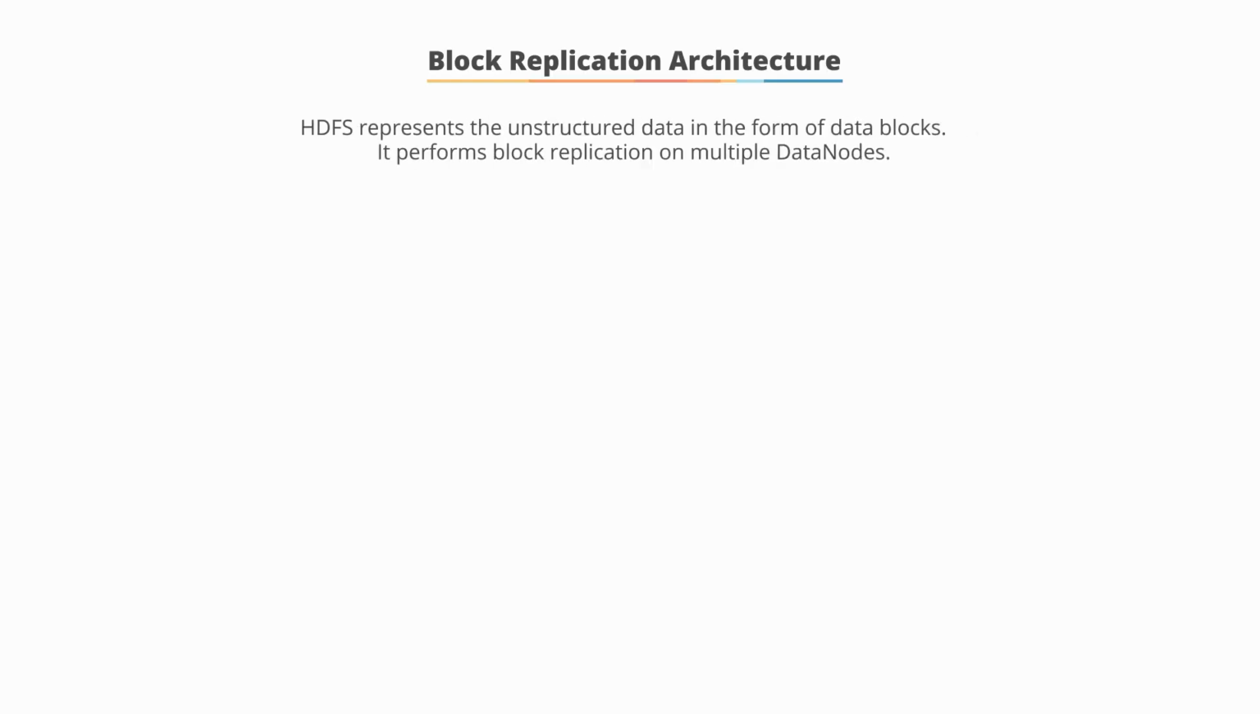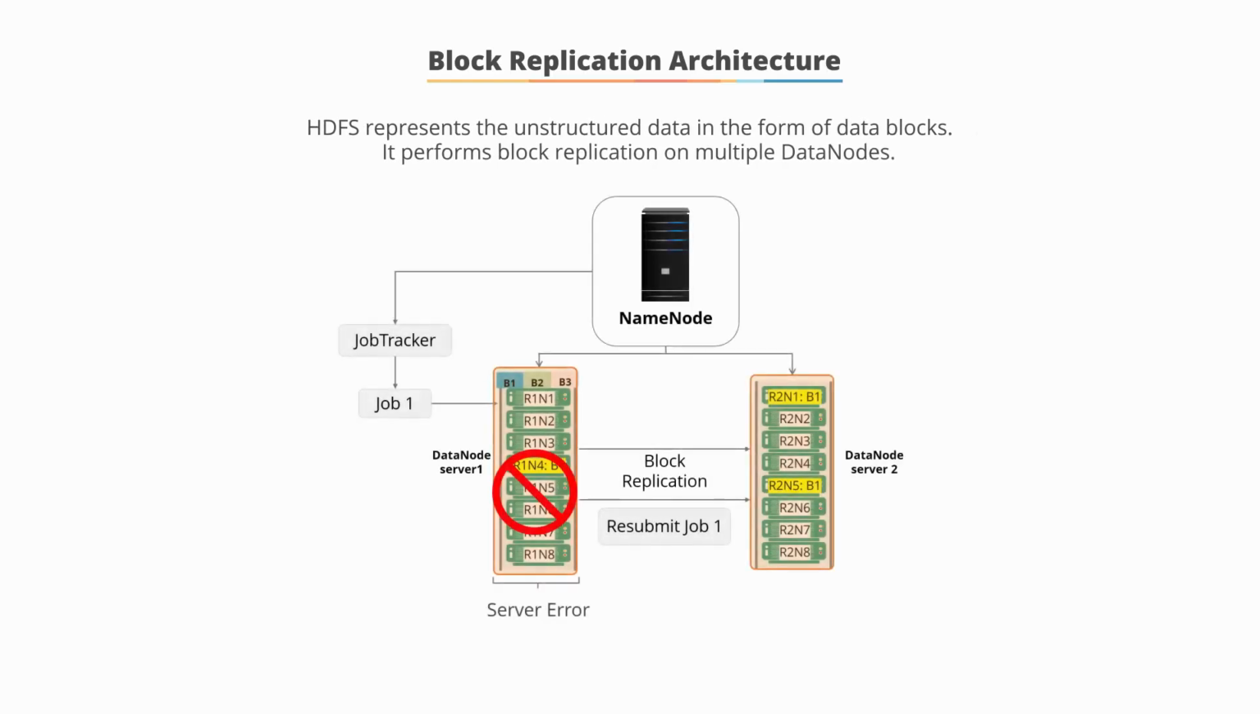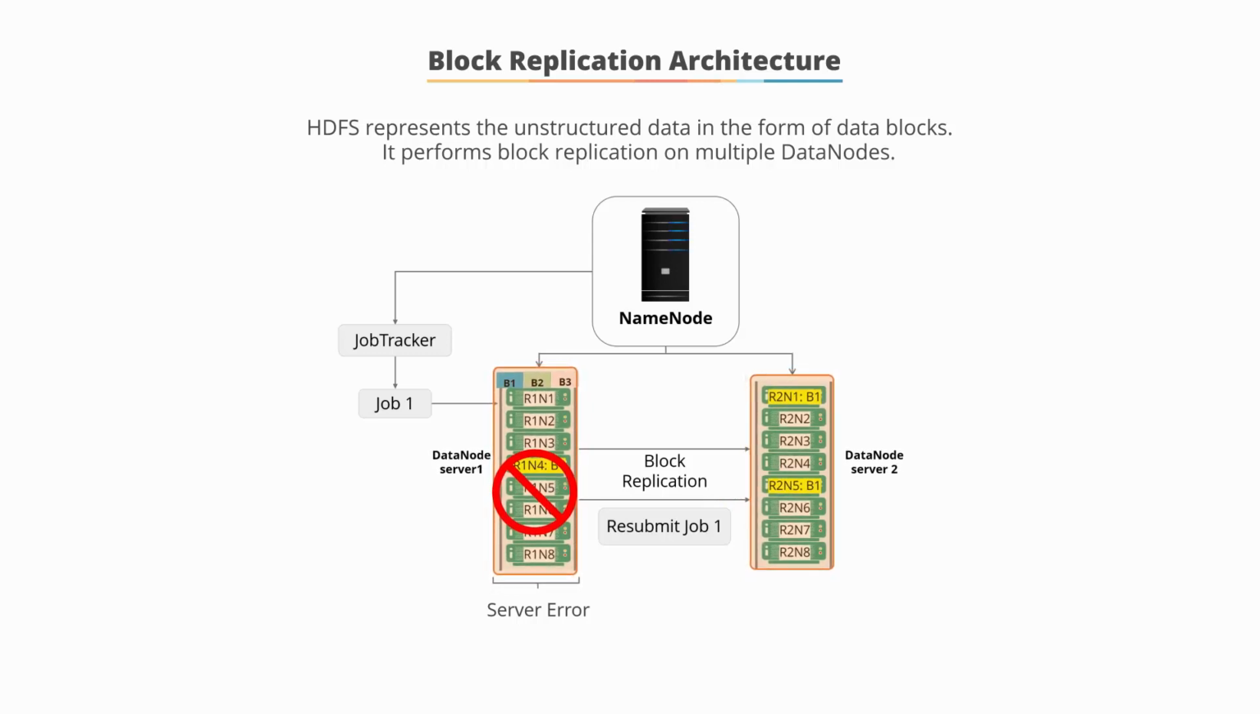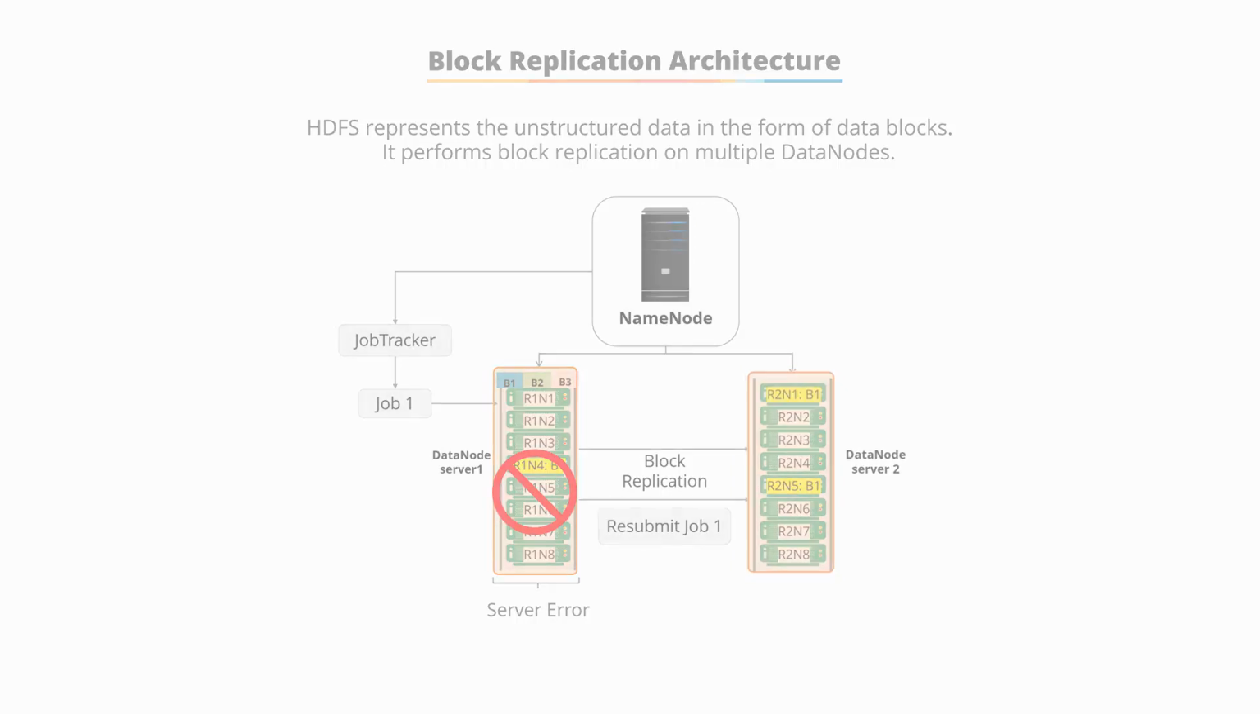The block replication architecture. Block replication refers to creating copies of a block in multiple data nodes. Usually the data is split in the form of parts, such as part-0 and part-1. HDFS performs block replication on multiple data nodes so that if an error exists on one of the data node servers, the job tracker service will resubmit the job to another data node server. The job tracker service is present in the name node server.